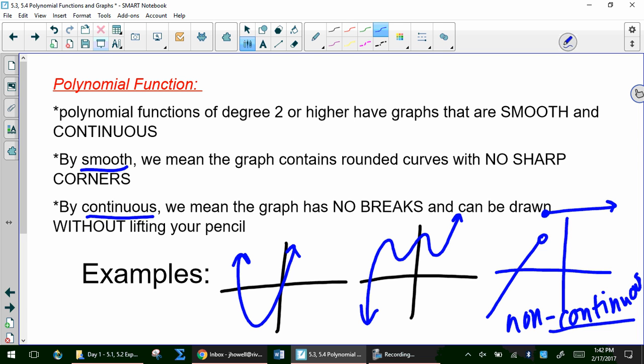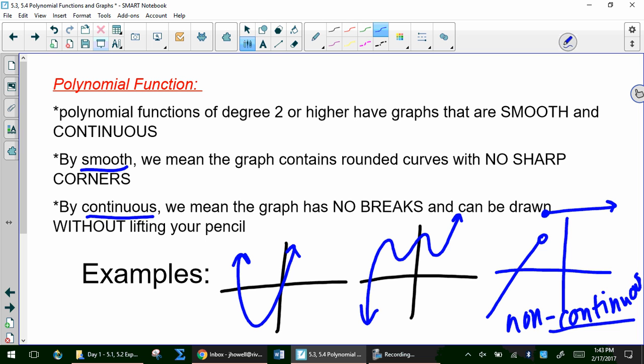Is a linear function also like this, does it follow the same rules? Because there's no breaks, no sharp breaks or corners, but it doesn't have curves in it. So a linear function is its own type of graph, not a polynomial. A quadratic, however, is a type of polynomial.